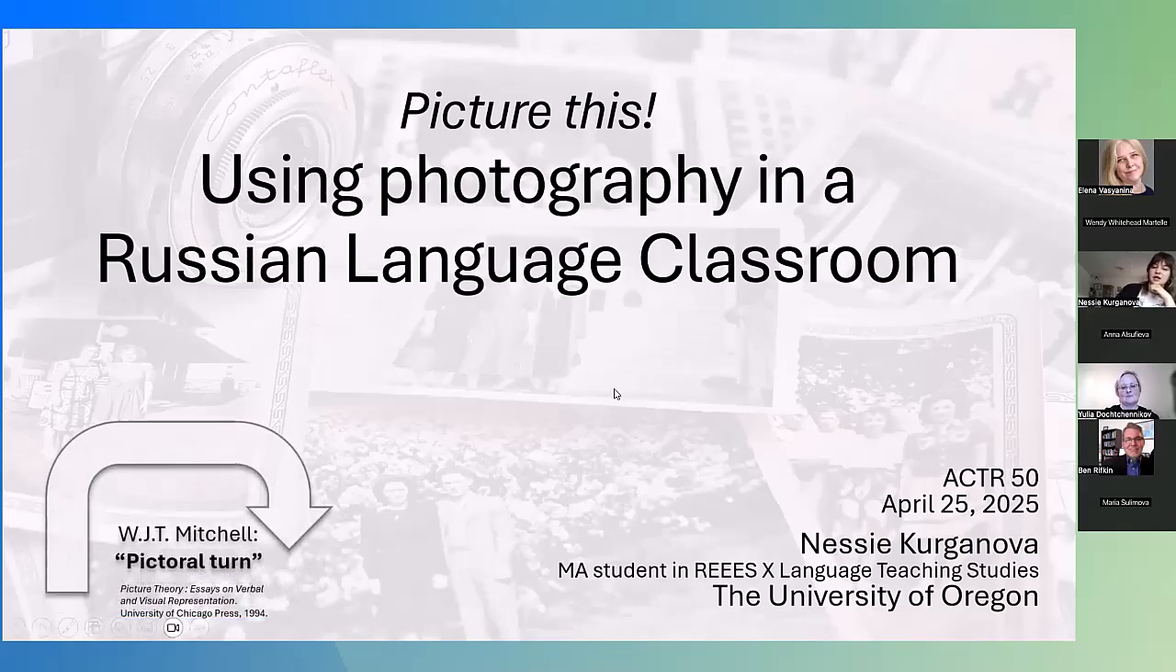And in the end of the 90s, 1994, W.J.T. Mitchell described the overwhelming visuality that characterizes our lives as the pictorial turn. So that was before digital cameras and mobile cameras became ubiquitous.